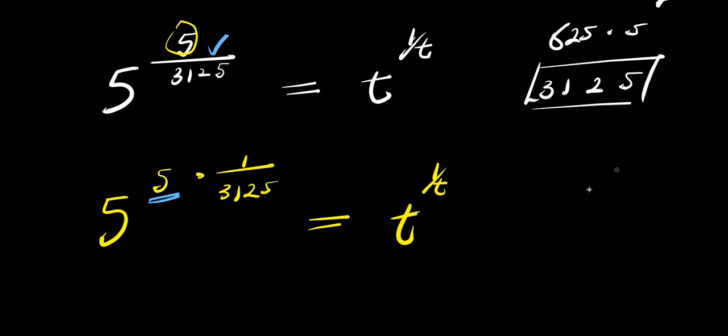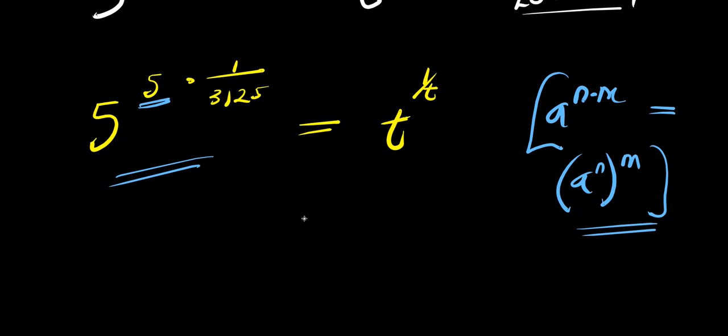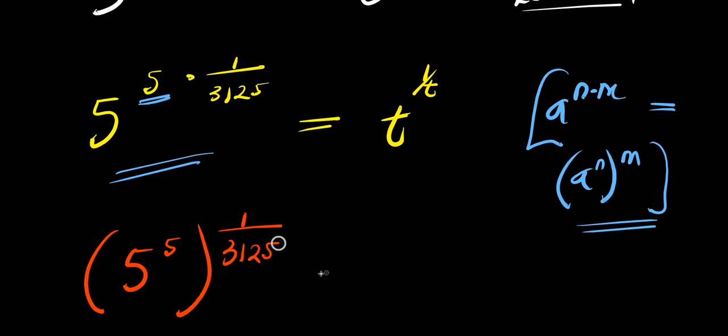Now, don't forget this. If I have a to the power of m, all raised to the power of n, this equals a to the power of m times n. So I'm going to apply this right here. So that means I will have 5 to the power of 5, and this is raised to the power of 1 over 3125. And this equals t to the power of 1 over t.